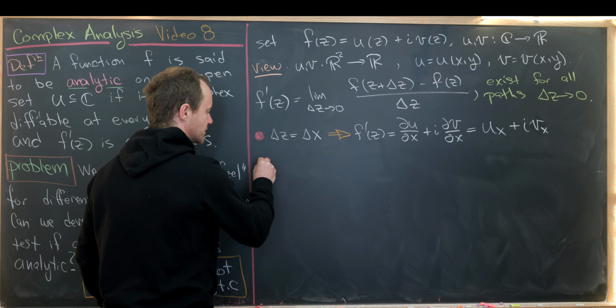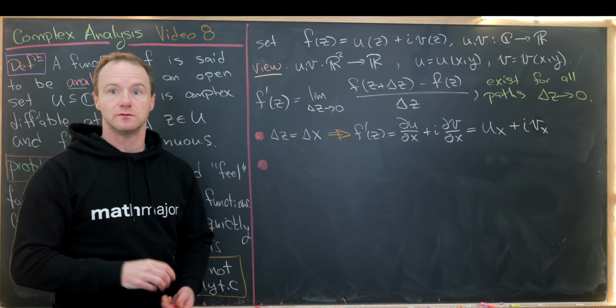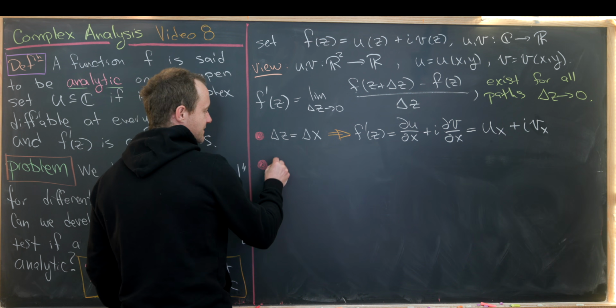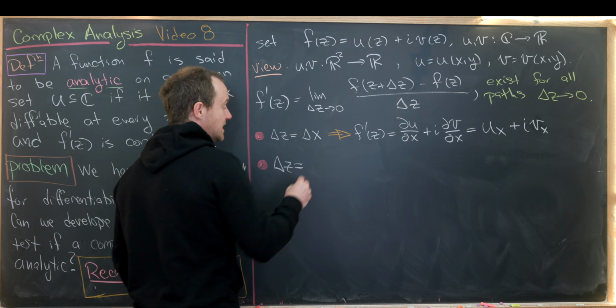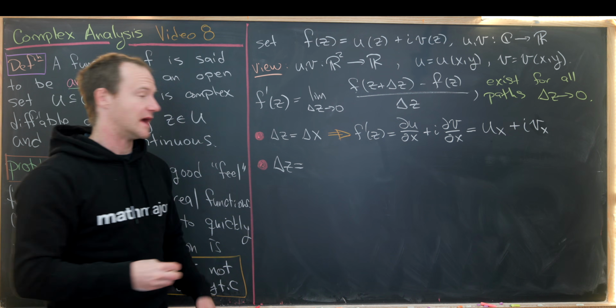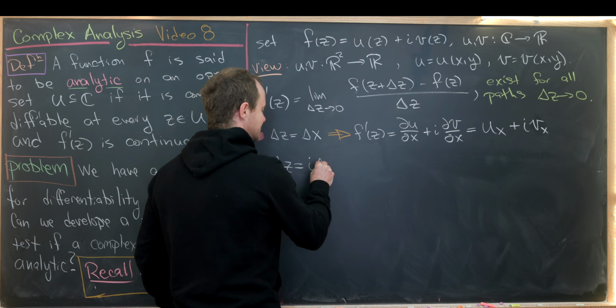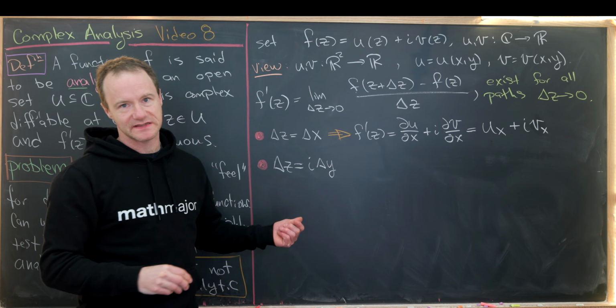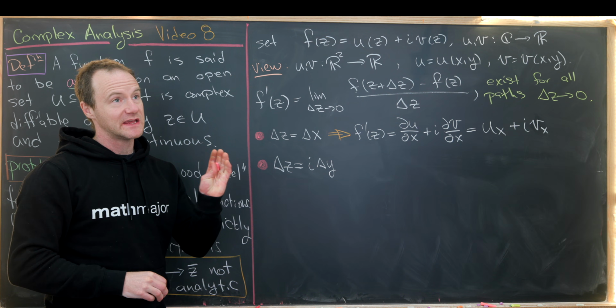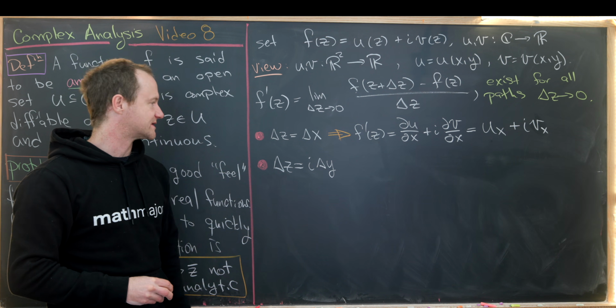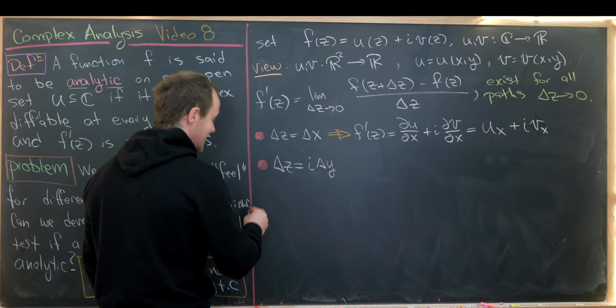So now that we've done this path as delta z is equal to delta x, in other words, kind of along a horizontal line, we'll do along a vertical line. And so that means we'll need delta z not equal to delta y, but equal to i times delta y. Again, that's how we go along a vertical line, keeping in mind that we're in the complex numbers here. Now we're going to play the same game.